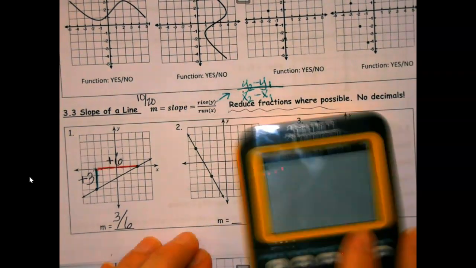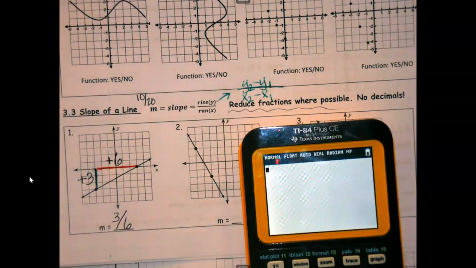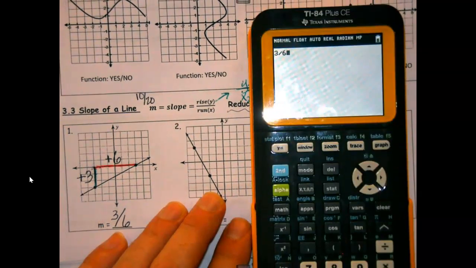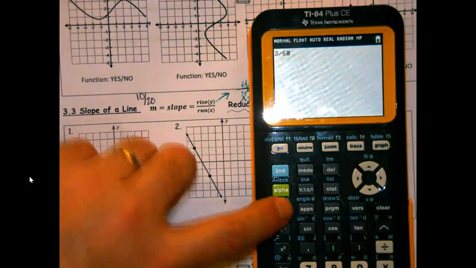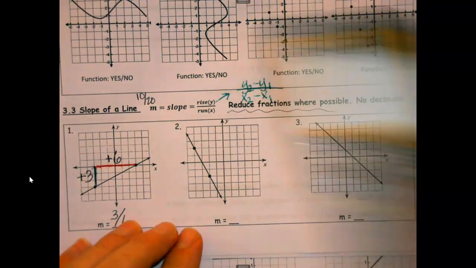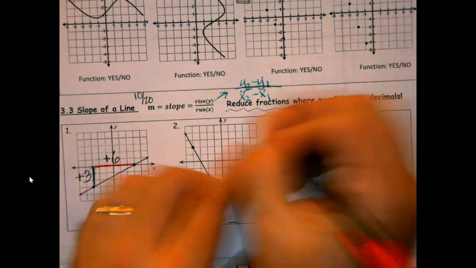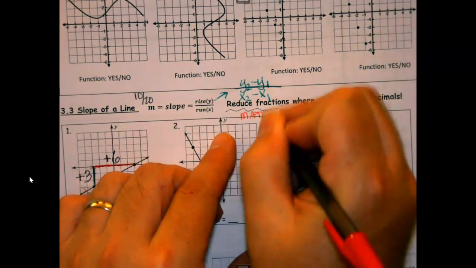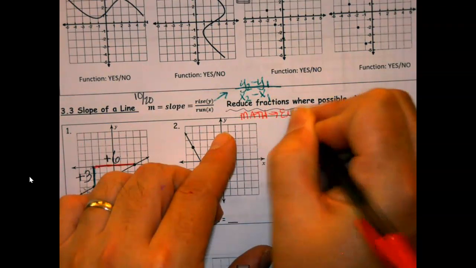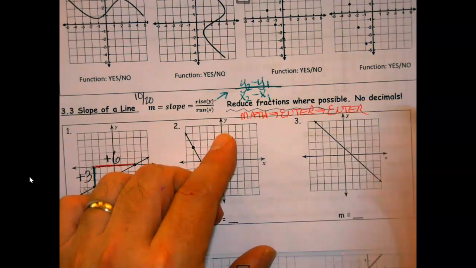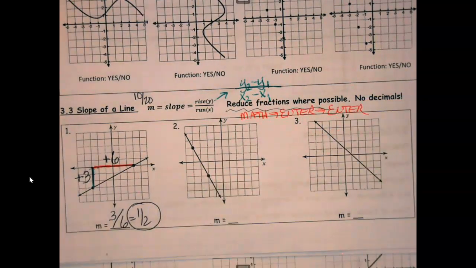Reduce the fractions when you can. Reminder on the fractions: if you type in the fraction, 3 divided by 6 in your calculator, and you hit the math button and enter twice, you can get some help with reducing your fractions. So we'll even put that in here. That would be math, enter, enter. We do not do decimals. Do not give me a 0.5 here. We've got to keep to the fraction.